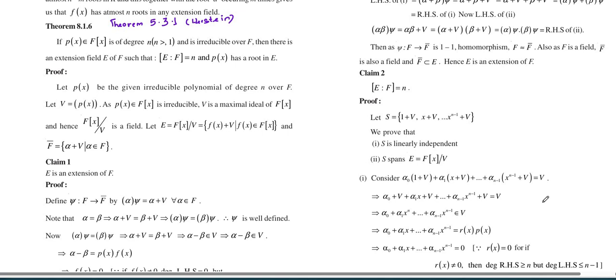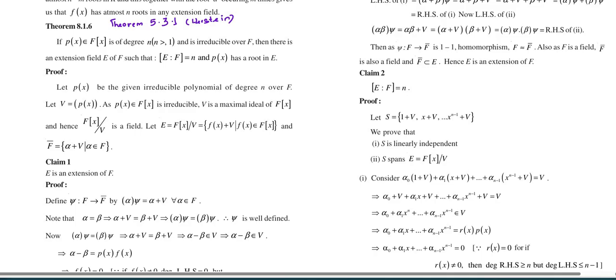In this video, we will have the proof of theorem 5.3.1, which states that if p(x) is a member of F[x] and is of degree n, where n is greater than 1, and if it is irreducible over F, then there is an extension E of F such that the degree of E over F is n and p(x) has a root in E.